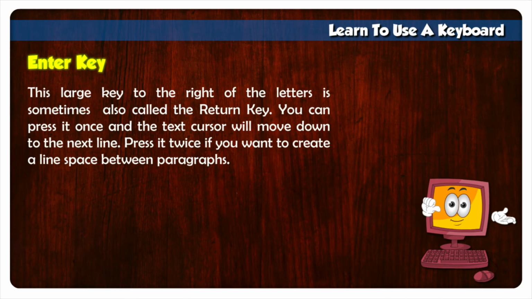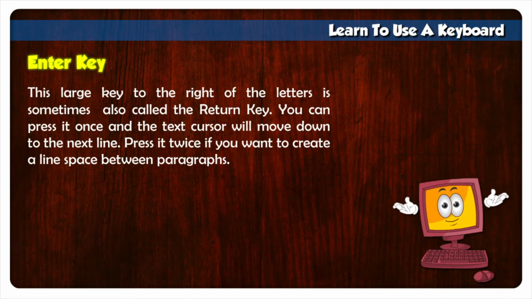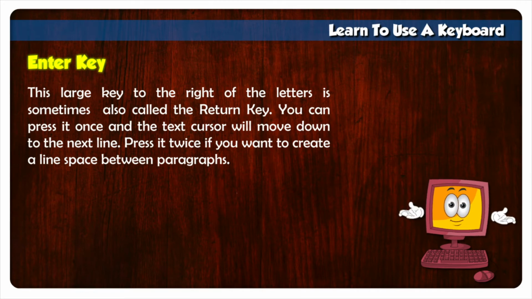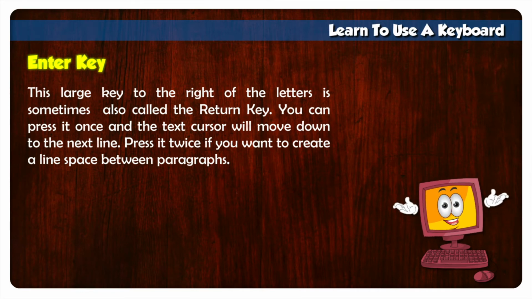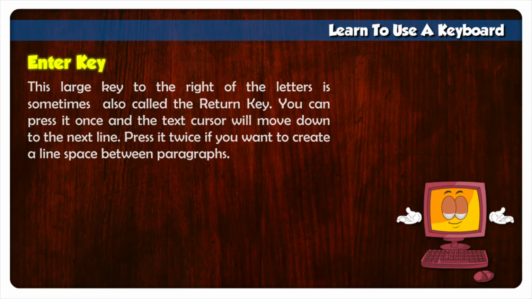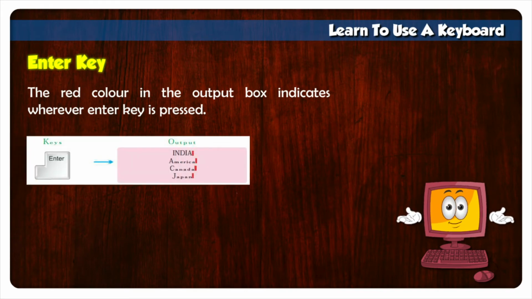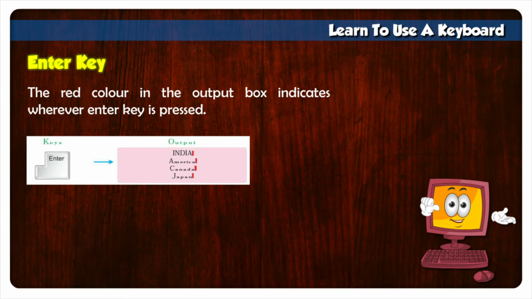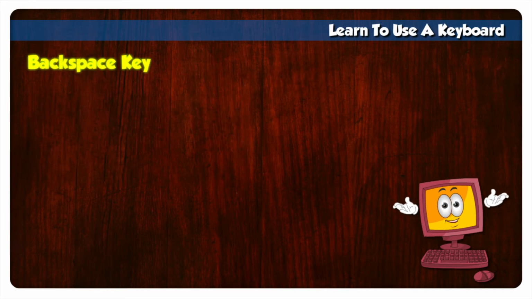Enter key. This large key to the right of the letters is sometimes called the return key. You can press it once and the text cursor will move down to the next line. Press it twice if you want to create a line space between paragraphs. The red color in the output box indicates wherever Enter key is pressed.